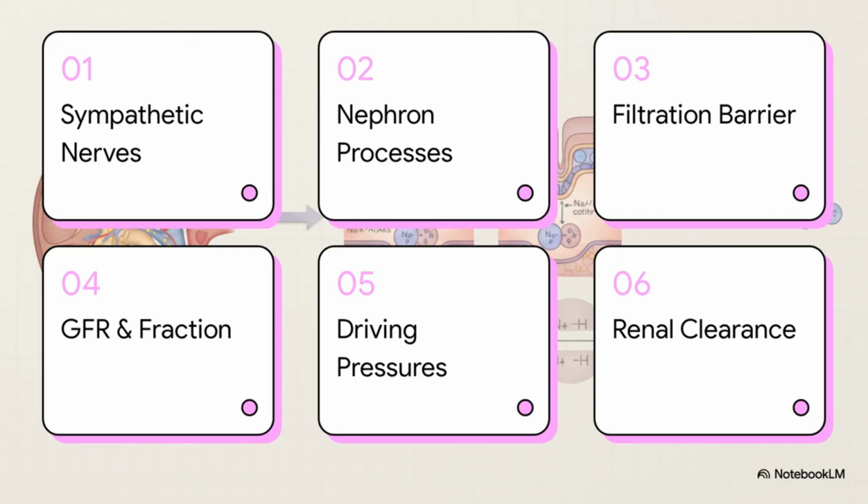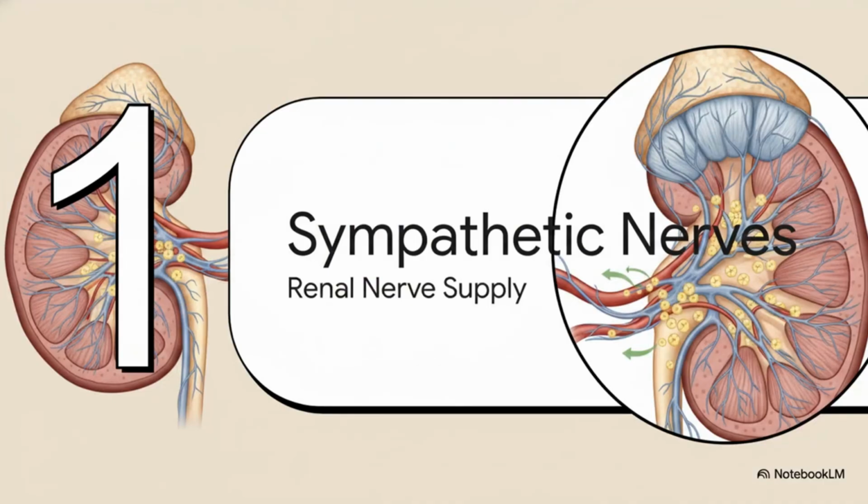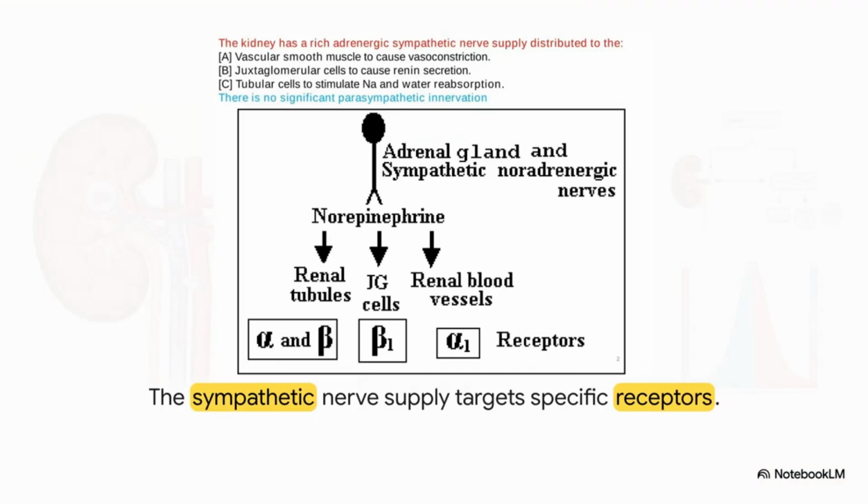We'll cover the renal sympathetic nerve supply, the 4 core nephron processes, glomerular filtration and its barrier, GFR and filtration fraction, the exact pressures driving that filtration, and finally, the principles of renal clearance. Starting off with Part 1, renal sympathetic nerve supply. Take a look at the targeted precision of the kidney's autonomic wiring here.